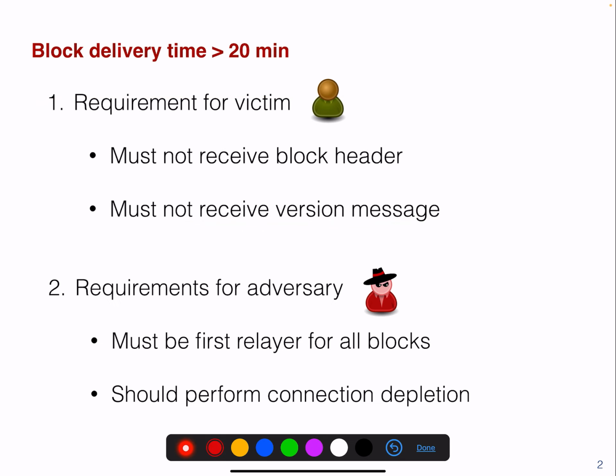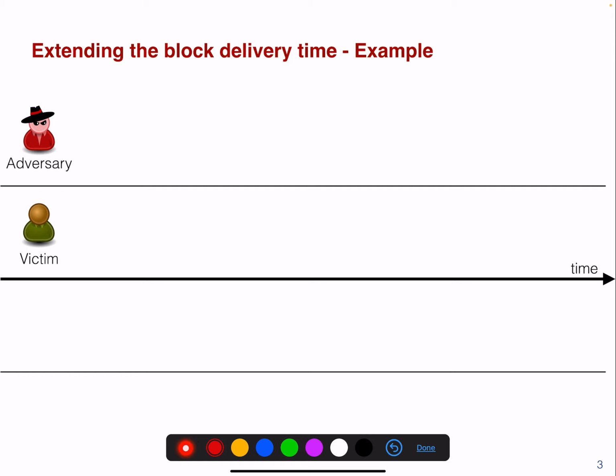The second requirement for an adversary to delay the delivery of blocks to a victim is that it must be the first relay of all blocks. We know that at 800 connections overall, we have about a 90% probability of being first when propagating a block hash or block header, for example. So we have this, and we have to perform this connection depletion where we connect to all the peers of the victim. Now let's go through an example step by step.